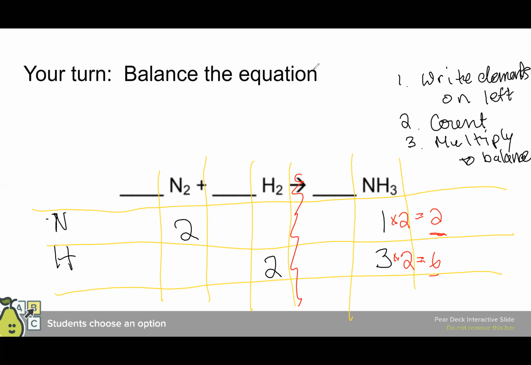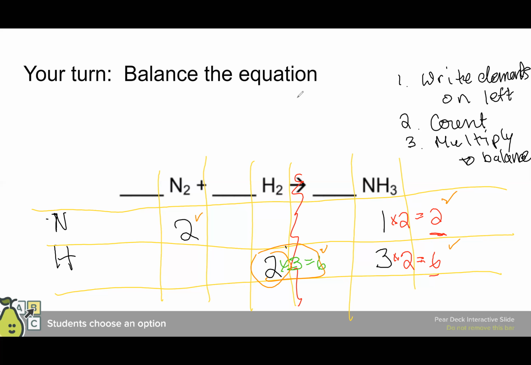I have 2 nitrogens on the left, 2 nitrogens on the right. Check. Hydrogens, I have 6 on the left. That's right here. This whole thing is 6. And 6 on the right. Check. So my last step is to transfer the numbers up.